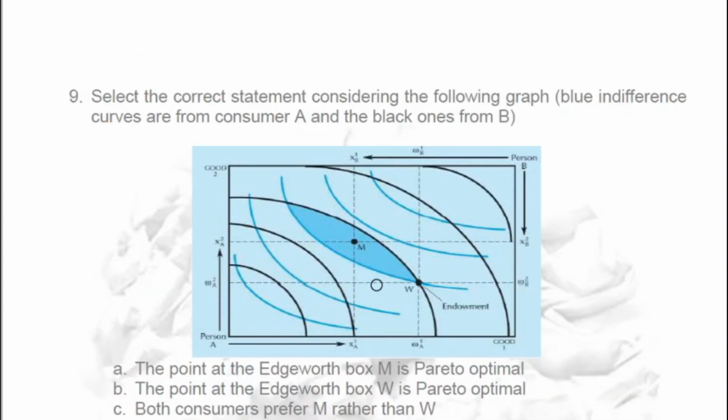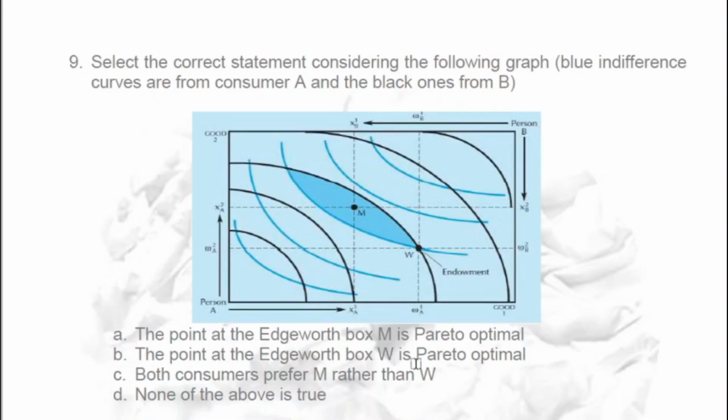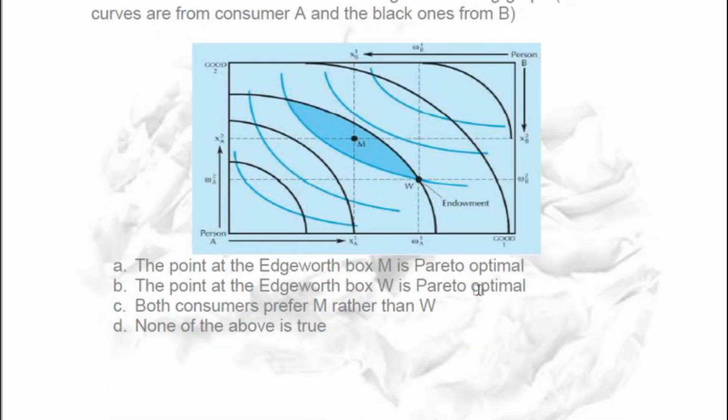Now the 9th. Select the correct answer considering the following graph. Blue indifference curves are from consumer A, and the black ones from B, here in the northeast. The point at the Edgeworth box M is Pareto optimal. Okay, we can't confirm that it is Pareto optimal. We don't have the evidence that this is a tangency point between two indifference curves. It seems to be, but we can't confirm it.